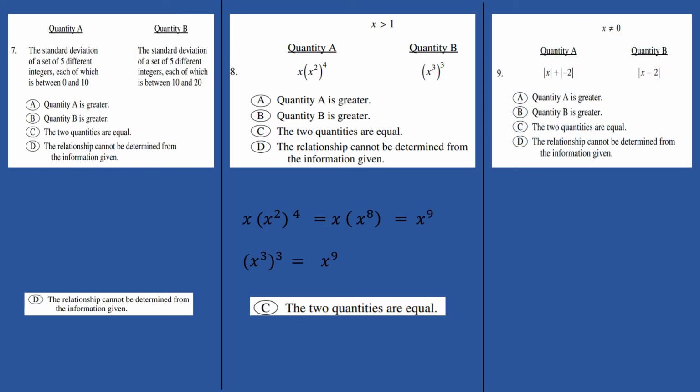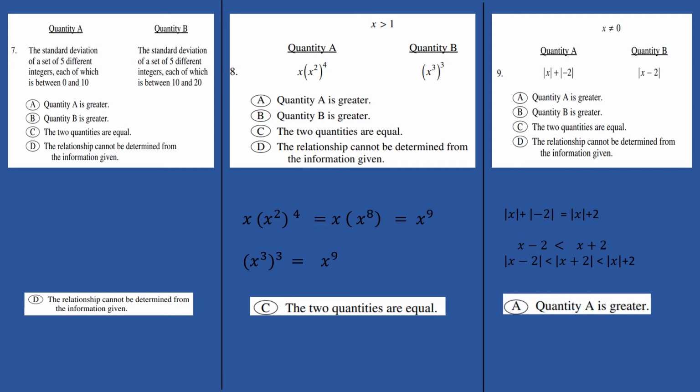For the first case, when we take modulus of x plus modulus of negative 2, modulus of negative 2 is still plus 2. So it is mod x plus 2. When we take the value for quantity B, consider x minus 2. We know that x minus 2 is less than x plus 2. When we take mod on both sides, the absolute value of x minus 2 is less than the absolute value of x plus 2. But the absolute value of x plus 2 is less than the absolute value of x plus the absolute value of 2. So the first value is less than this, or quantity A is greater.